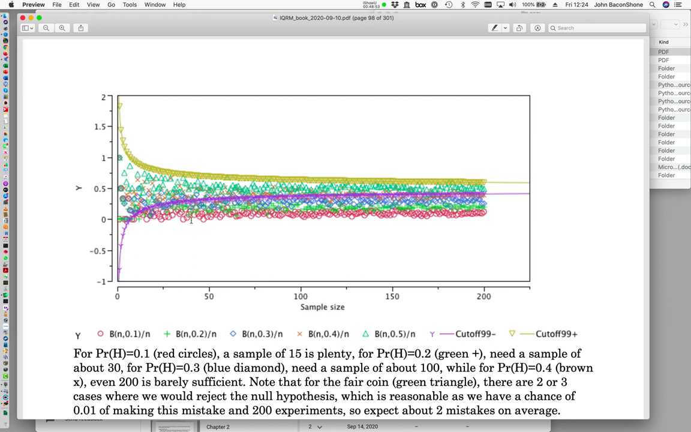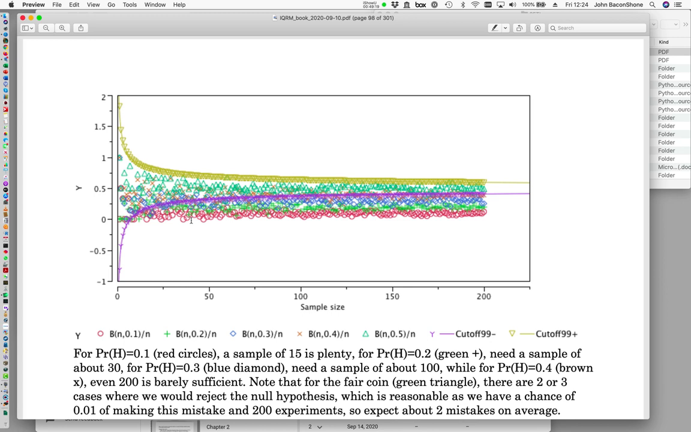So let's look next at the 20%. So this is the green pluses. If you look at the green pluses, you can see that by the time we got to 30, the green pluses are all outside the curve. Right? So we need a somewhat bigger sample if our coin is not quite so unfair.